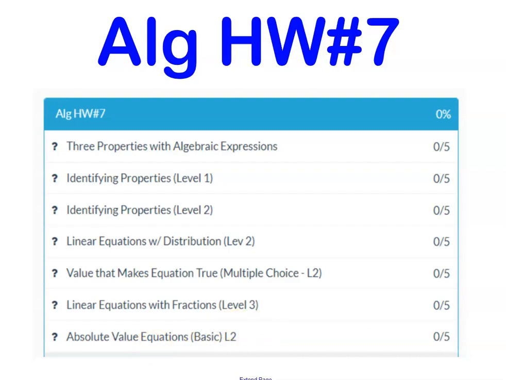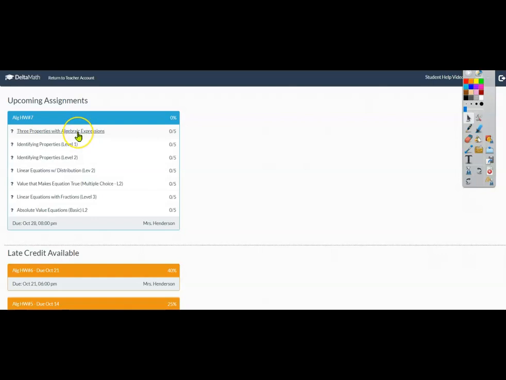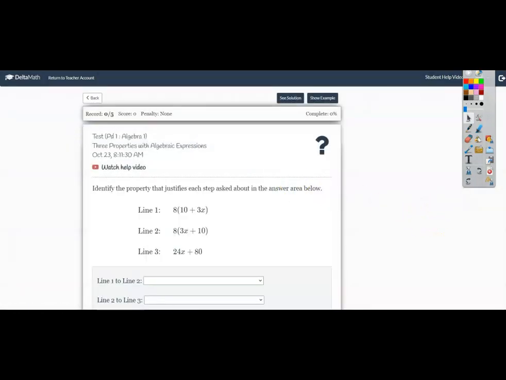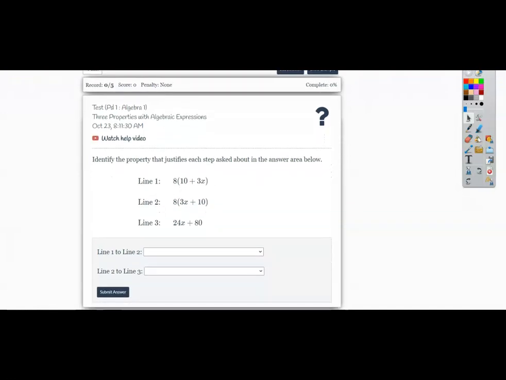This tutorial will help you to complete the questions on homework number 7. Let's take a look at the first topic here, 3 properties with algebraic expressions. So in this topic we're going to go over commutative properties, associative properties, and distributive properties.